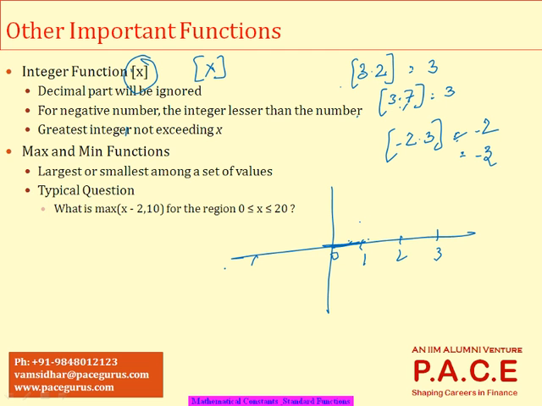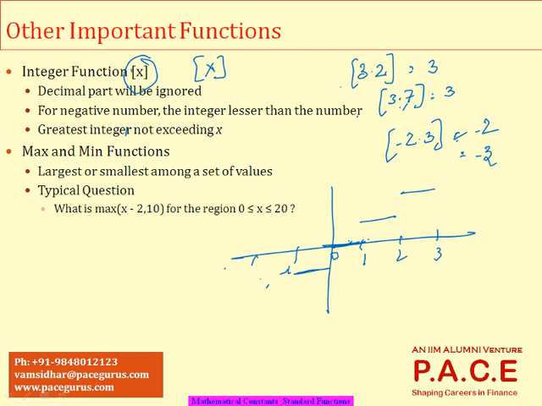For 1 and 2, it is always 1 only. For any number between 2 and 3, this is always 2. For any number between minus 1 and 0, this is always minus 1. So what we are looking at is that the graph of the integer function is like steps.